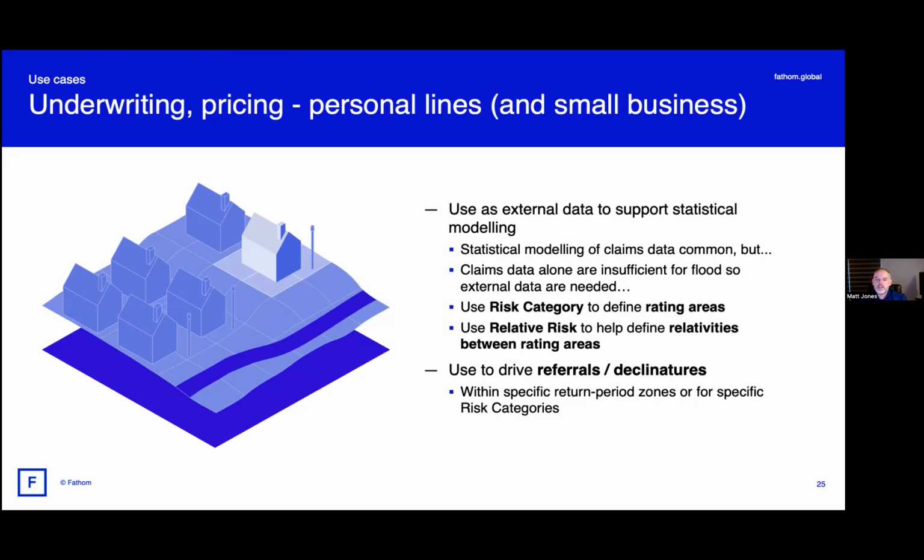Now, of course, our data can also be used to drive referrals or declinatures, risks you might not want to take on or might want to impose terms on. And there you can look at return period specific maps. There might be good reasons within your country, within your legislation, why looking at a particular 100-year zone or something might be useful for this sort of purpose. Or indeed, you could look at the higher risk categories, anything above a 90 or a 95 or something, and decide to refer or decline those risks. So that's the personal lines underwriting pricing use case.